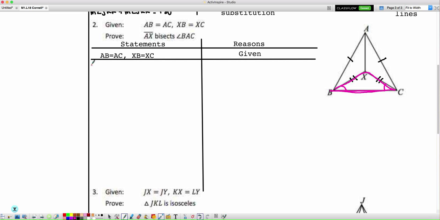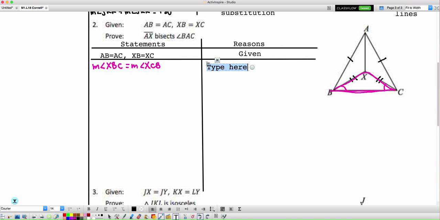I'm going to say that the measure of angle XBC is equal to the measure of angle XCB. Notice the different order of letters. So XBC is the one on the left, XCB is the one on the right. And those are equal to each other by base angles. They're base angles of isosceles triangles.